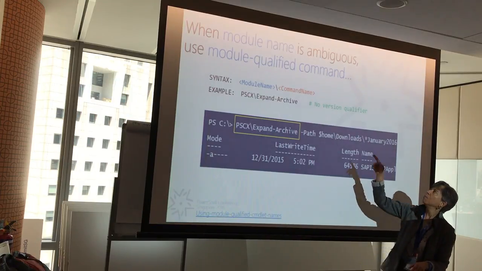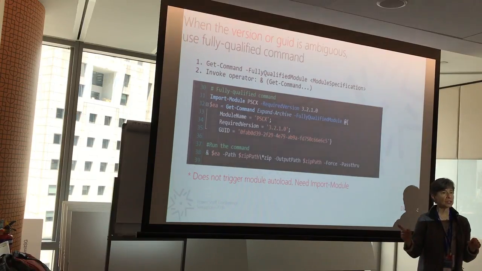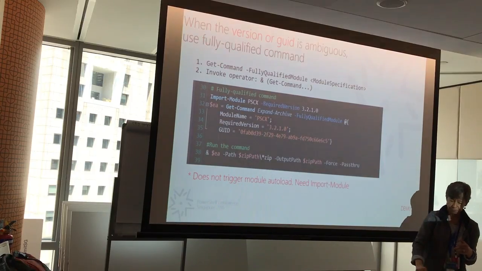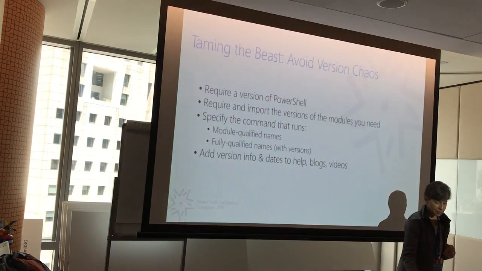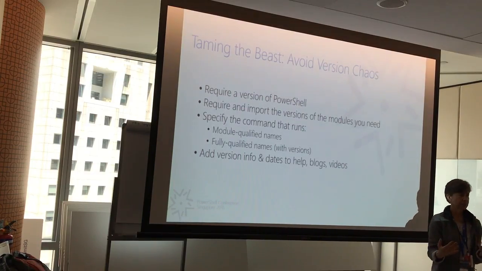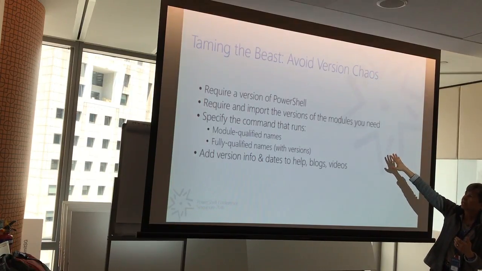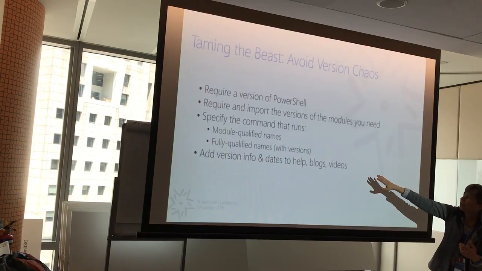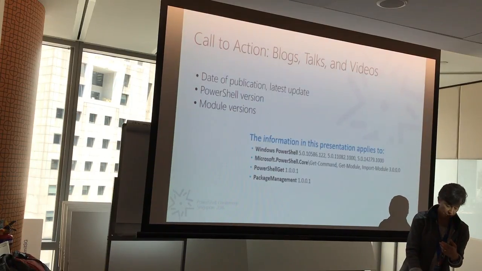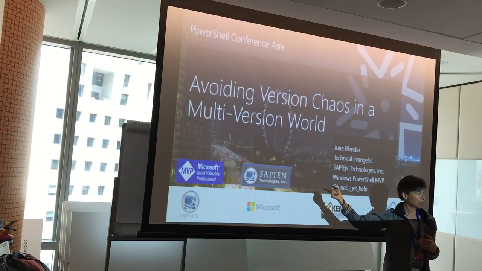So, when a module name is ambiguous, you use a module qualified command. And when the version or GUID or both are ambiguous, you can use a fully qualified command. So, that's sort of what we need to avoid version chaos. We require a version of PowerShell. We require and import the versions of the modules that we need. We specify the commands that we run, and we make sure to document it. And what's great about this is that once we have it, we can avoid version chaos and still enjoy a multi-version world.